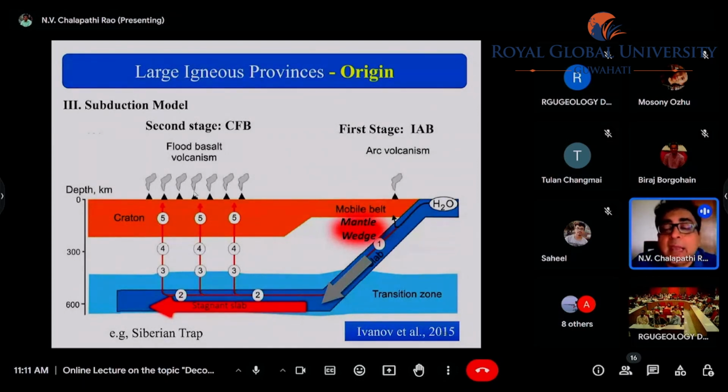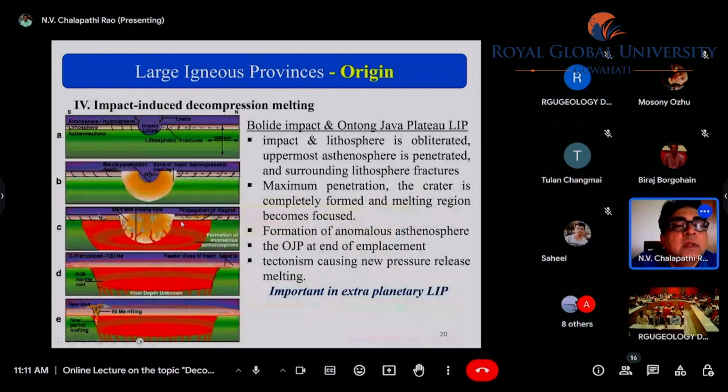So people think, like Ivanov, that this type of model can explain the Siberian Traps. Why? Because when they analyzed the composition of the Siberian Traps isotopically, they found subduction signatures in there, which are very difficult to explain by a simple plume model. So that's why Ivanov et al. 2015 suggested a precursor subduction can also be responsible later on for a LIP eruption.